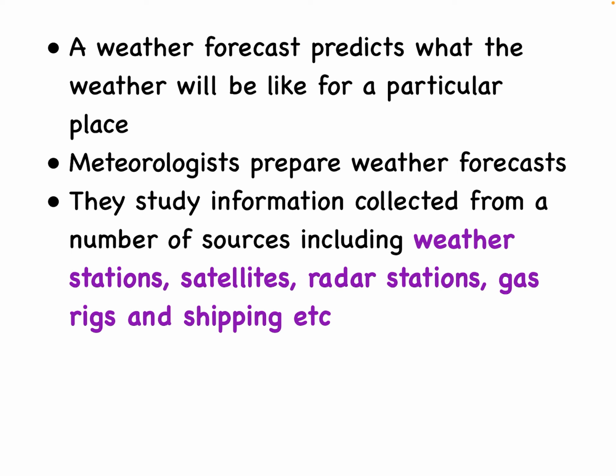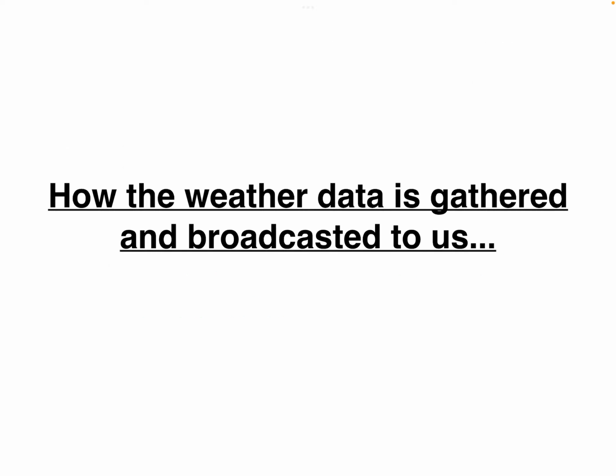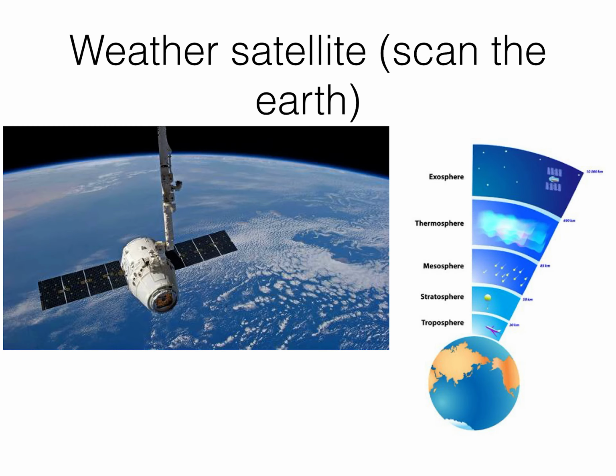So we've loads of places that feed back the information to us and tell us what the weather is going to be like. The meteorologist takes all that information and puts it into a really simple report for us to make it easy for us to understand. Okay, so how do we gather all the weather data? How does it get to us in our homes and on our phones?